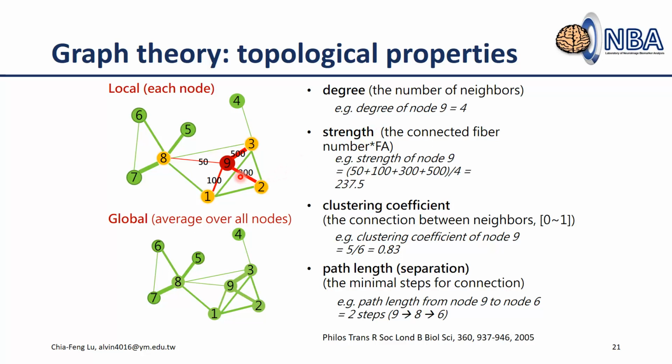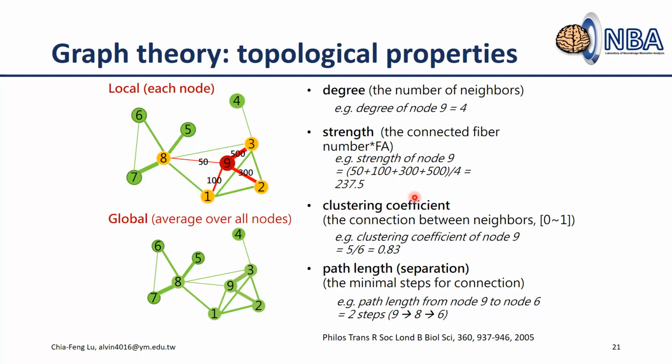And the strength is more like the average connectivity power. Take structural connectivity for example, you can see the connected fiber number. Maybe you can multiply by the FA, the fractional anisotropy value, which describes the fiber integrity. But in functional connectivity in fMRI, we will simply use the Pearson correlation coefficient as the measurement. So we can just calculate the average correlation coefficient for these 4 connections: between 9 and 8, 9 and 1, 9 and 2, 9 and 3. We have 4 connections right here. We will simply calculate the average of these 4 connections. Okay, so this is the strength.